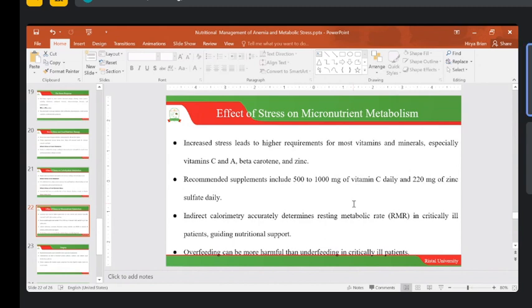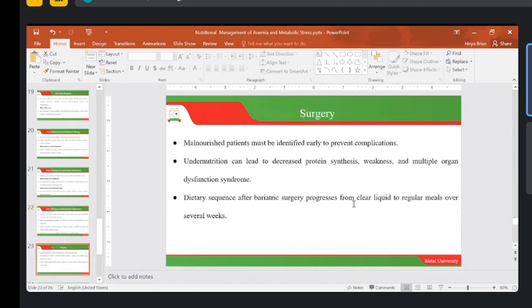So overfeeding can be more harmful than underfeeding of these critically ill patients. So really, if we are having patients that are experiencing stress, we should not be indicating a lot of feeds into them, causing shock to the system. Okay, so really overfeeding, we've seen this a lot in our various engagements.